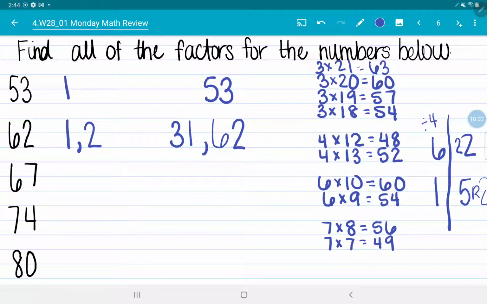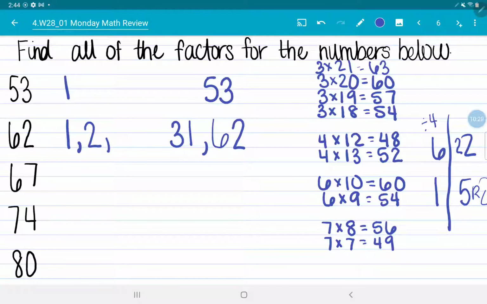All right, 12. Nope. We said earlier that 5 times 12 is 60. That's as close as we could get. So we can say that 62 has 4 factors: 1, 2, 31, and 62. Now it's better. Okay.